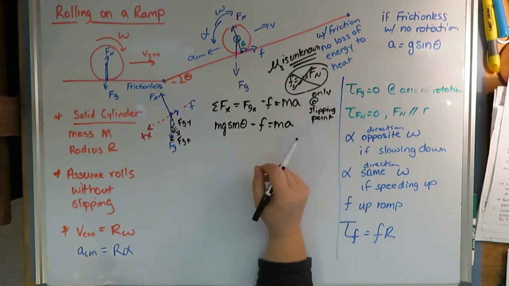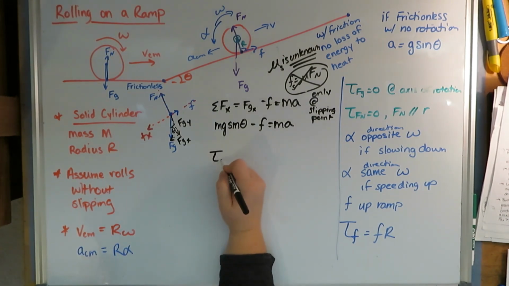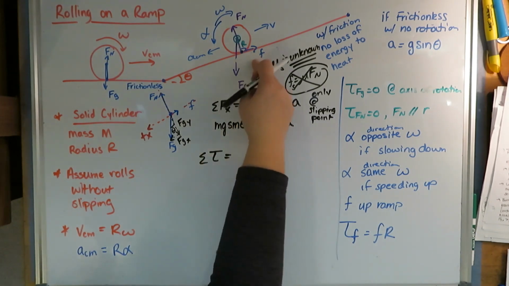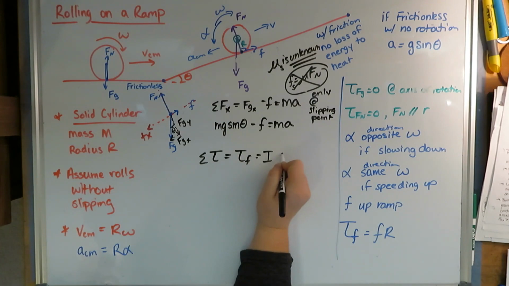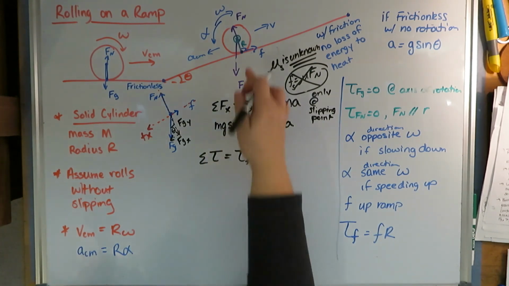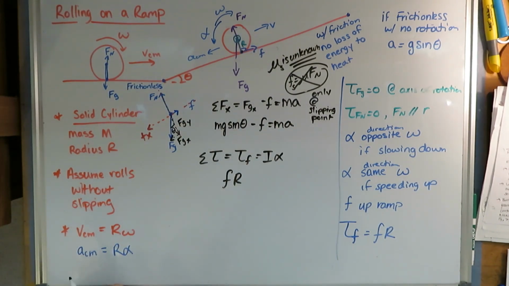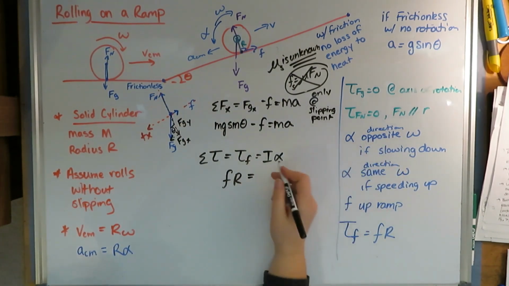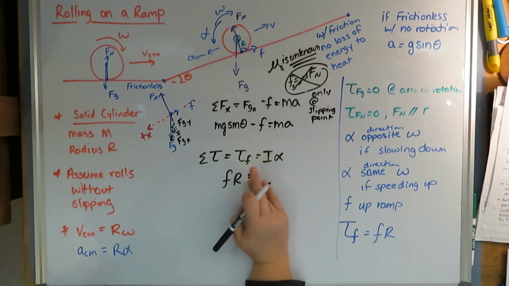Well, friction is what's causing my torque. So I can write a net torque equation. My net torque is going to be caused solely by friction. So that is going to be the torque due to friction, and that's going to equal I times alpha. My torque due to friction is just going to be my friction force times R, because I'm assuming that they are making a 90-degree angle between the lever arm and the force. I'm doing a solid cylinder, so my moment of inertia is going to be 1/2 mr squared.